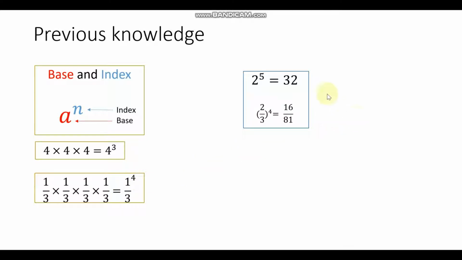Next, we also learned how to use a scientific calculator to find the answer, and we also know how to find the fraction using a scientific calculator.